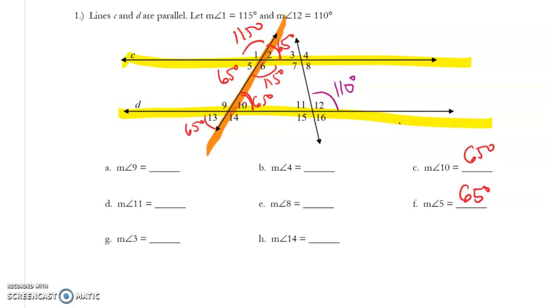Notice angle 13 and 10 are across from each other. They're vertical, they're equal. This also means that angle 9 is going to be equal. I'm going to use some tick marks just so I can see stuff better. Angle 9 is going to be equal to 115 degrees because that's equal to angle 1.